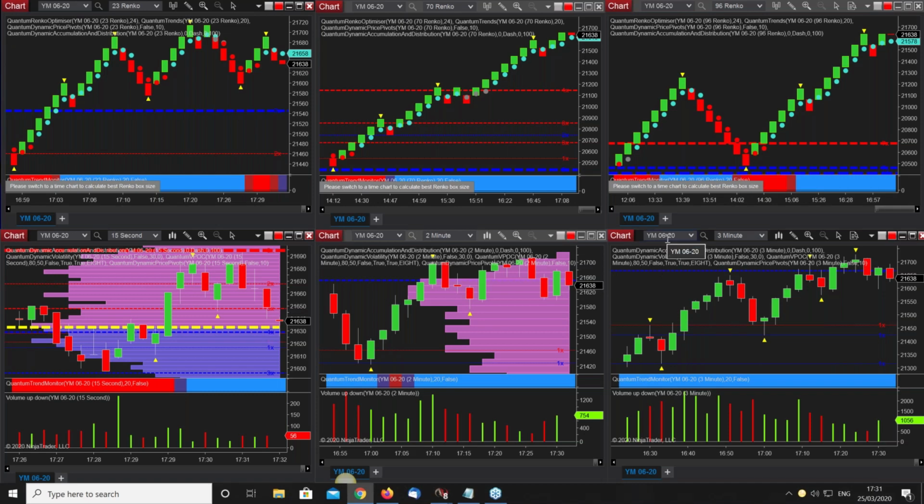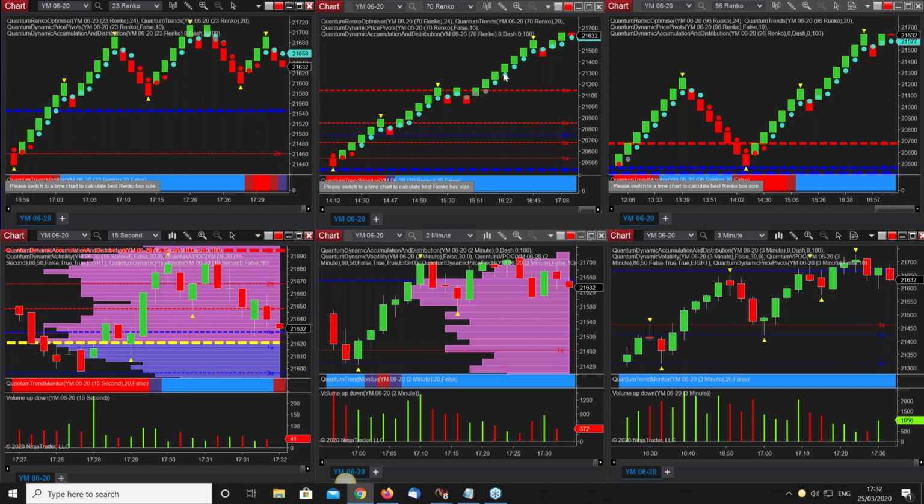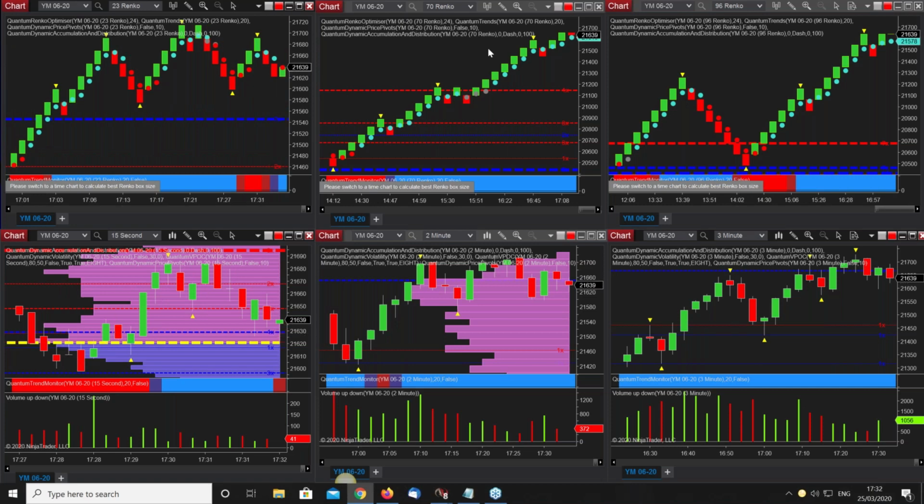The reason I wanted to highlight the Renko is, first of all, it's just a terrific indicator to use in combination with time-based charts. What I've got set up here is the Quantum Renko Optimizer. The top left, I've got set at 15 second to mirror what's going on in terms of the time chart below it. This one is set to 2 minute, and this one is set to 3 minute. And we're getting the traditional brick size.